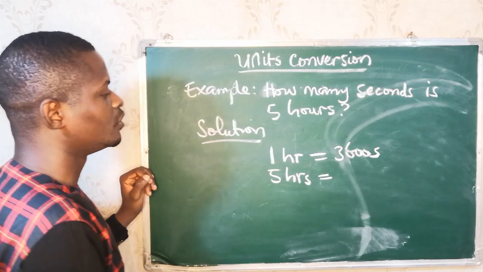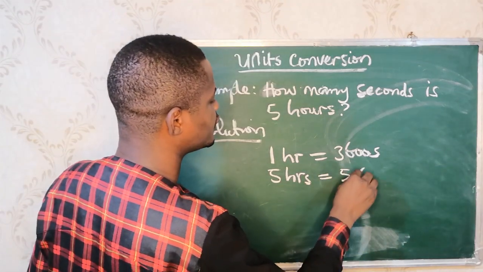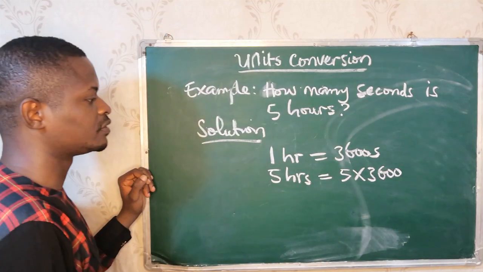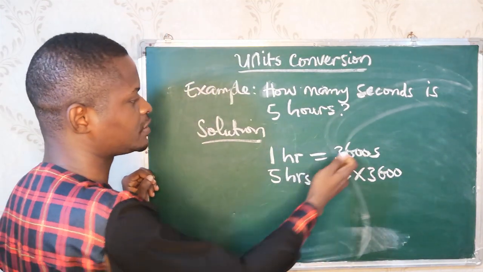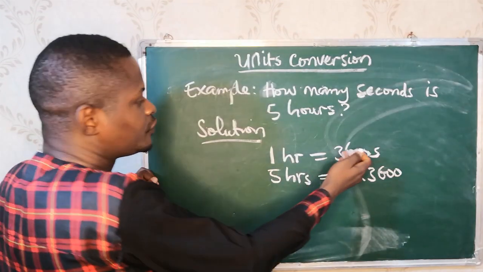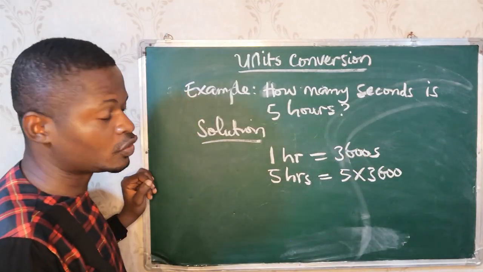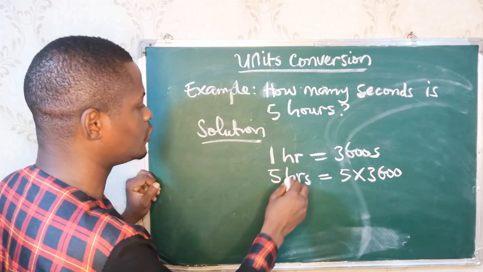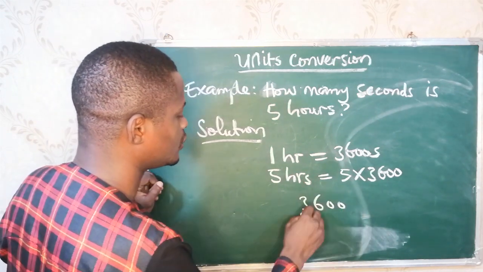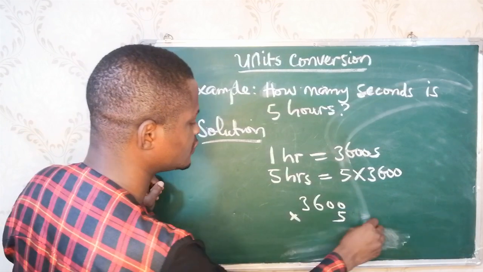So 5 hours, of course, we now have 5 times 3,600 seconds. This 1 hour is 3,600 seconds. Then it means 5 hours we have 5 times 3,600 seconds. That is what it means. Okay, so how do you do this? Now let's multiply. We have 3600 multiplied by 5.